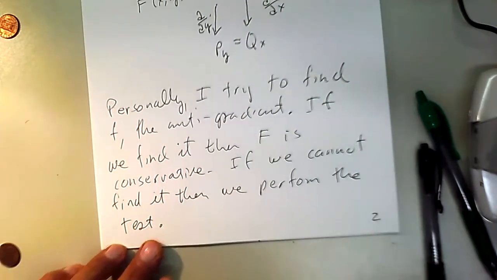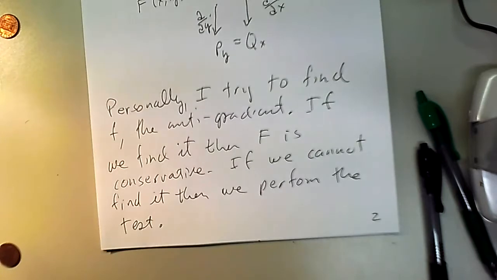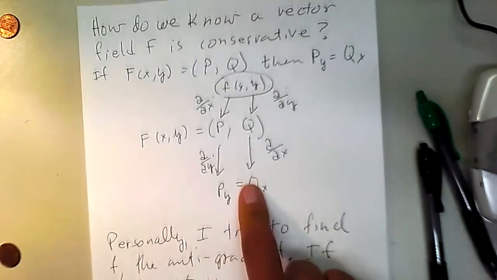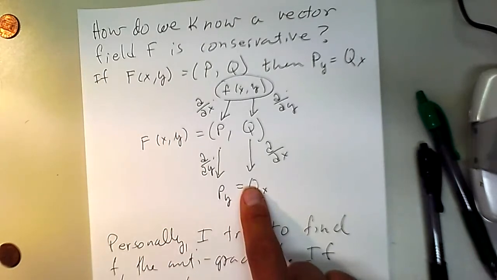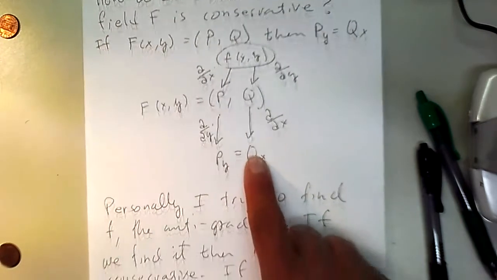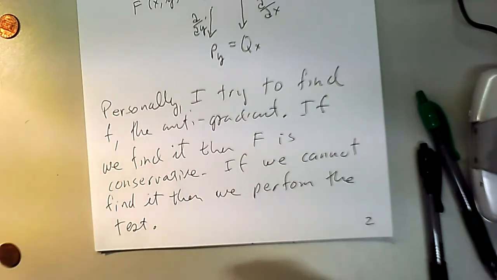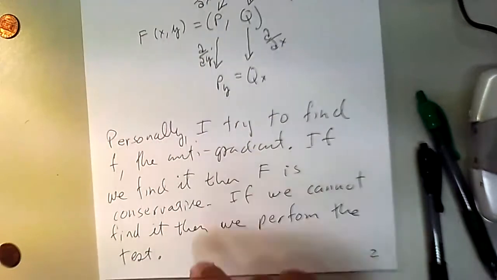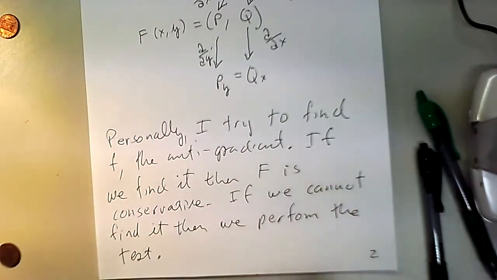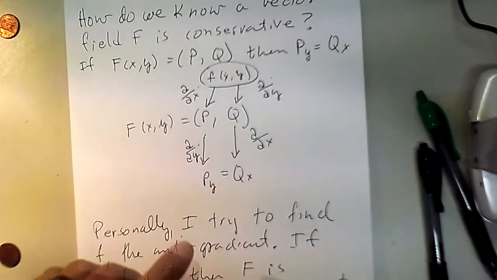So I'm a little bit of a risk taker. This tells the viewer that I'm a little bit of a risk taker because I just try to find it. And if I cannot find it, then I still have to do the test. See, if you do the test, you know for sure whether your given vector field will be conservative or not. I kind of guess that they are, and so I try to find it. If I find it, boom, I don't have to test. But if I don't find it, then I don't know. Not being able to find something doesn't mean that that something does not exist.